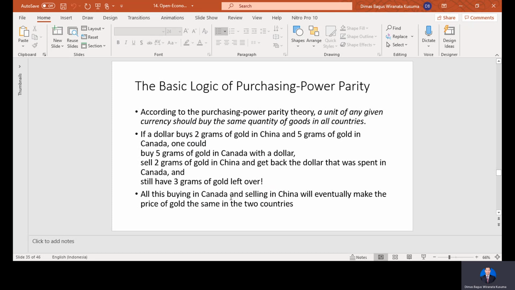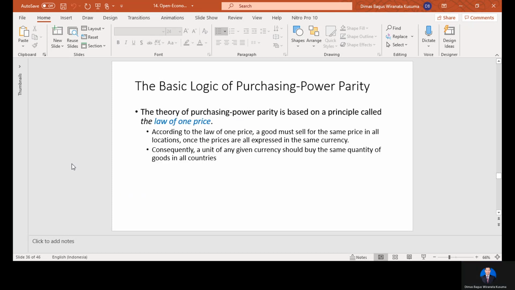Well, this buying in Canada and selling in China will eventually make the price of gold the same in the two countries. There's no difference. The theory of purchasing power parity is based on the principle called the law of one price. According to the law of one price, a good must sell for the same price in all locations once the prices are all expressed in the same currency. Consequently, a unit of any given currency should buy the same quantity of goods in all countries. There is no difference in terms of price, the law of one price.